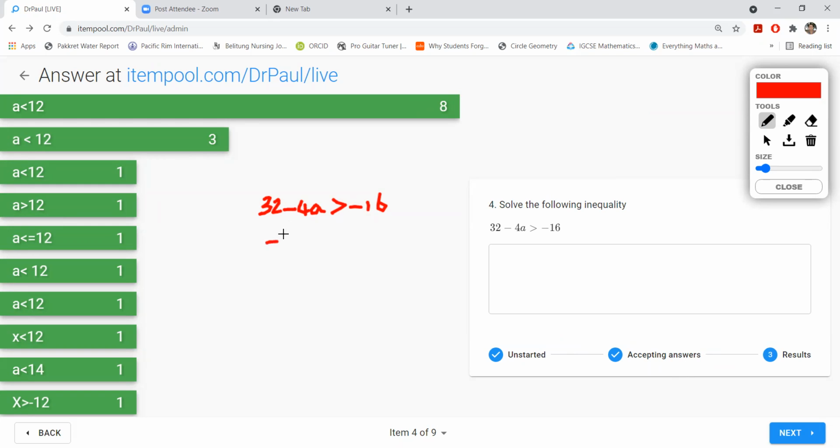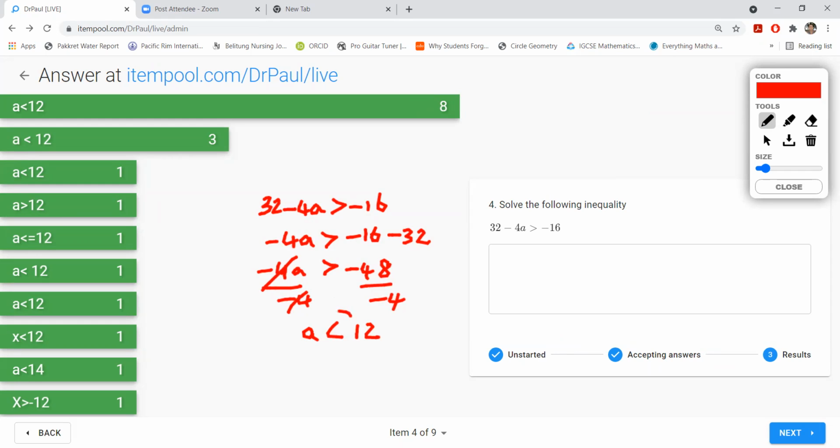So negative 4a greater than negative 16 minus 32. Negative 4a greater than negative 48. Divide by negative 4, both sides. Cancel. But now you divide by a negative number. So a must be less than negative 48 on negative 4, which is 12. So you should have this answer here, which is the same as this one here, okay?